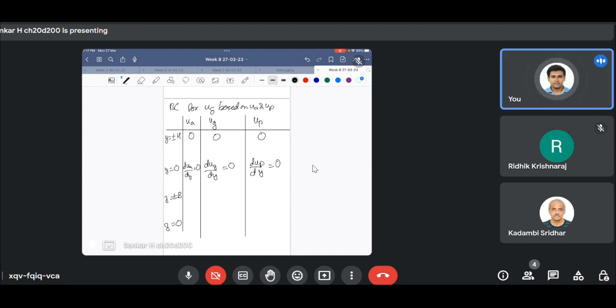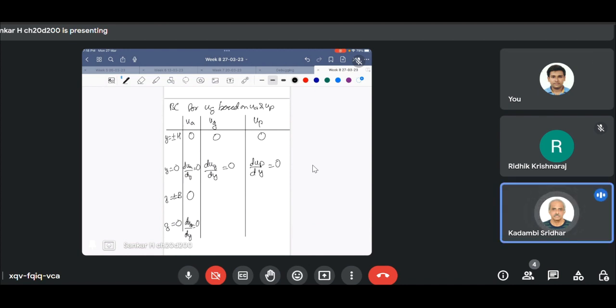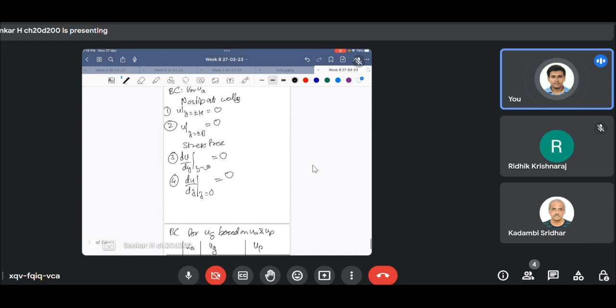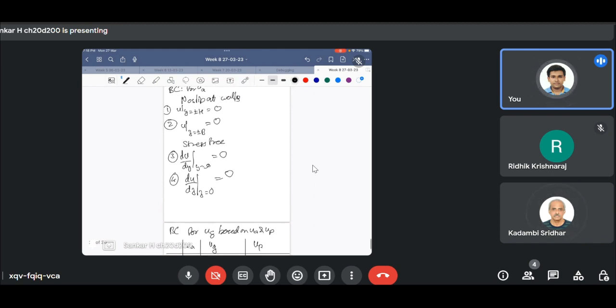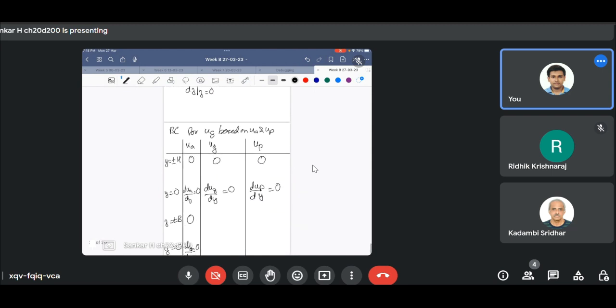But interesting things happen when we take a look at the boundary conditions for z. What happens to the boundary conditions for UA at plus or minus b? It's 0. And what happens to the derivative of UA at z equal to 0? We have defined that as the fourth point over here. Okay, that means I have not written A anywhere over here. So this will be again 0.